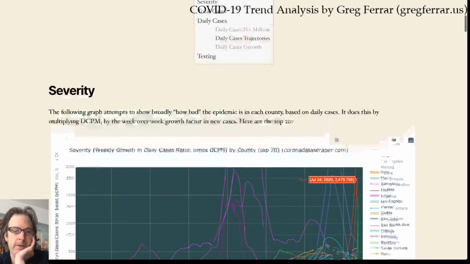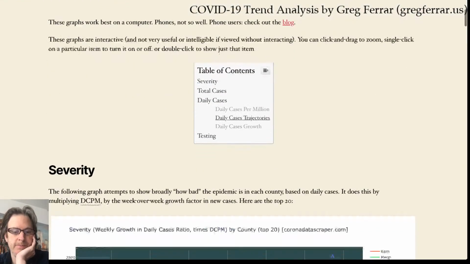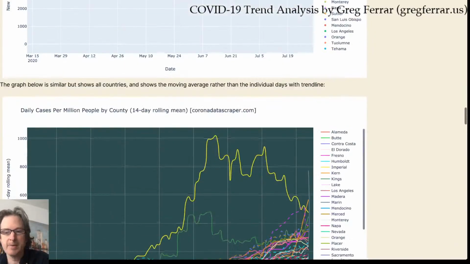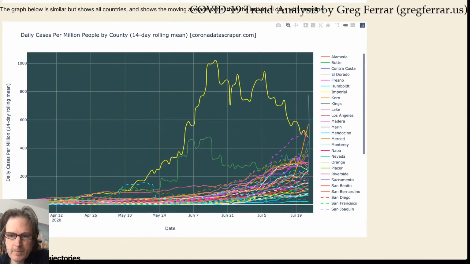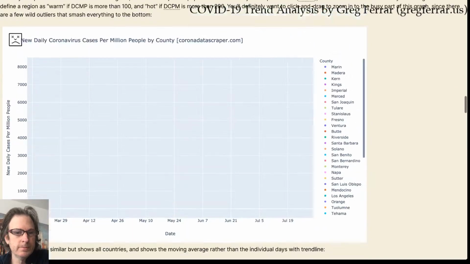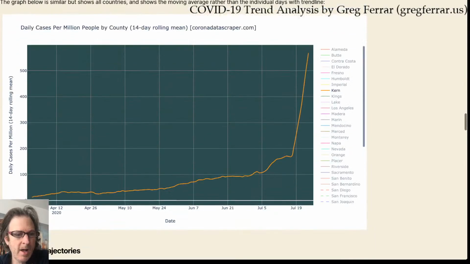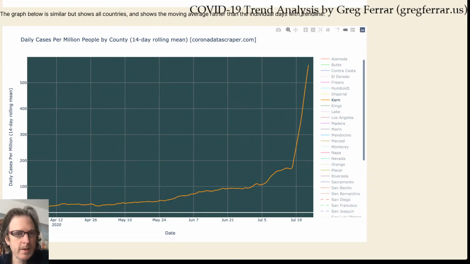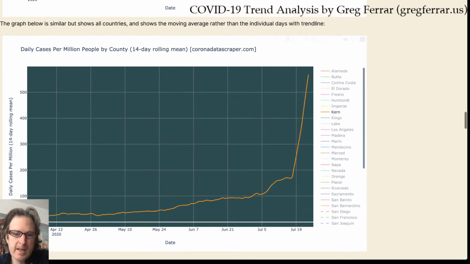So in daily cases per million, I think I am going to get rid of these blue things because all I ever do is swing right past them and ignore them. Kern, actually I probably don't even need to. Oh, I guess we don't have a top 20 here, do we? That's interesting. I thought I made one. Whatever. So daily cases per million.